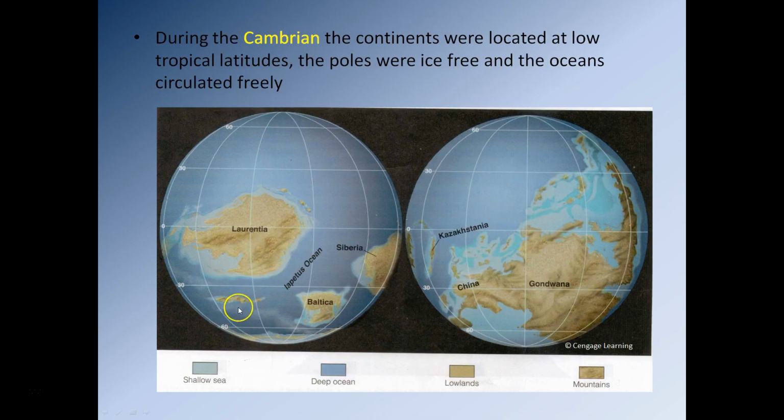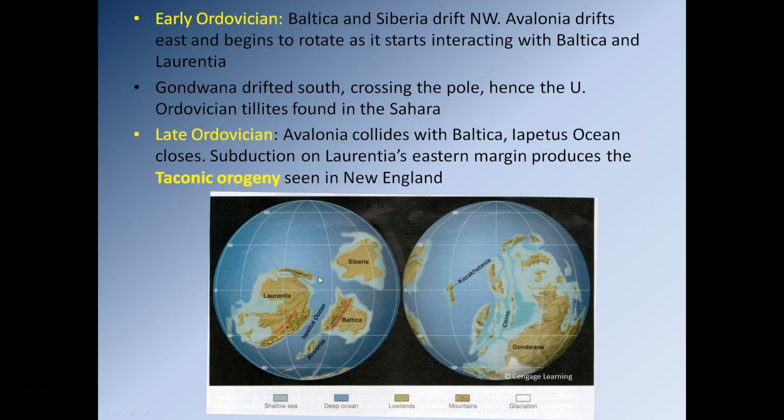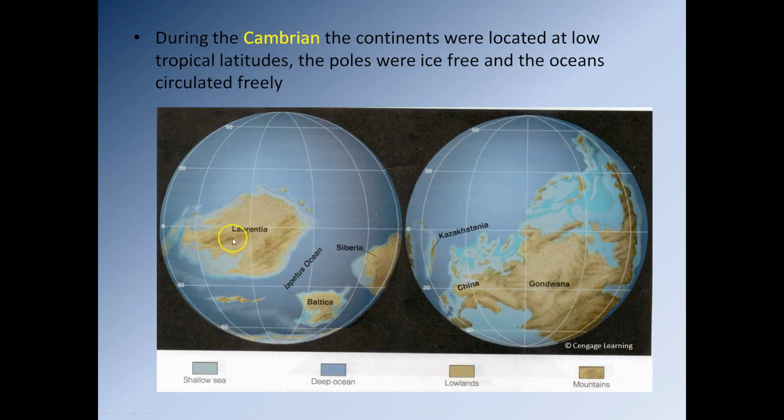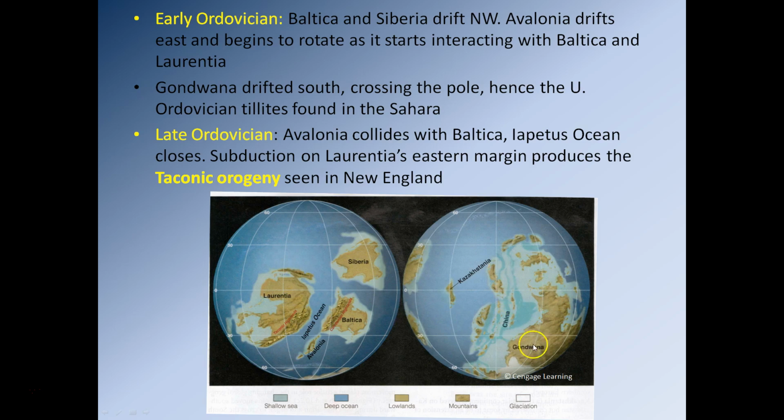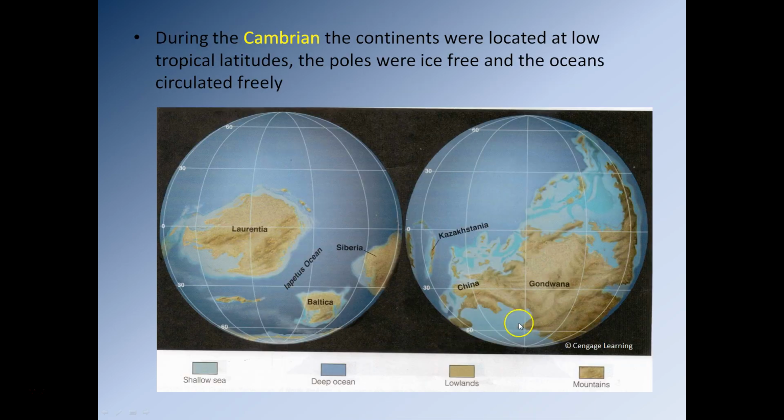Avalonia is moving around here like this and is coming up towards Baltica as well. And Laurentia is staying pretty much where it is. It's sitting at or slightly south of the equator. That's staying on the whole mostly stationary. In terms of Gondwana, we begin to see Gondwana moving down towards the South Pole. And what we begin to see is as Gondwana moves down towards the South Pole, we replace sea.